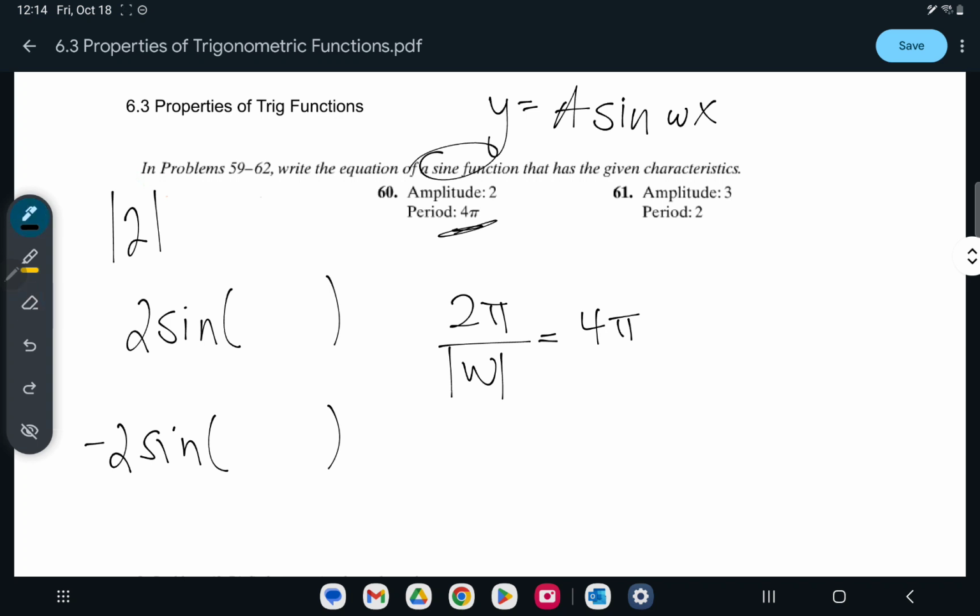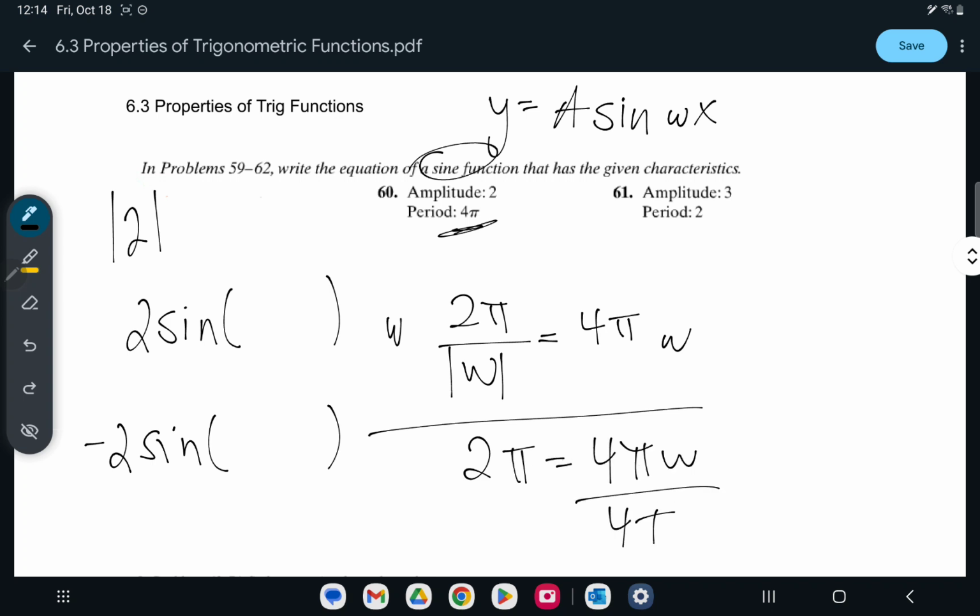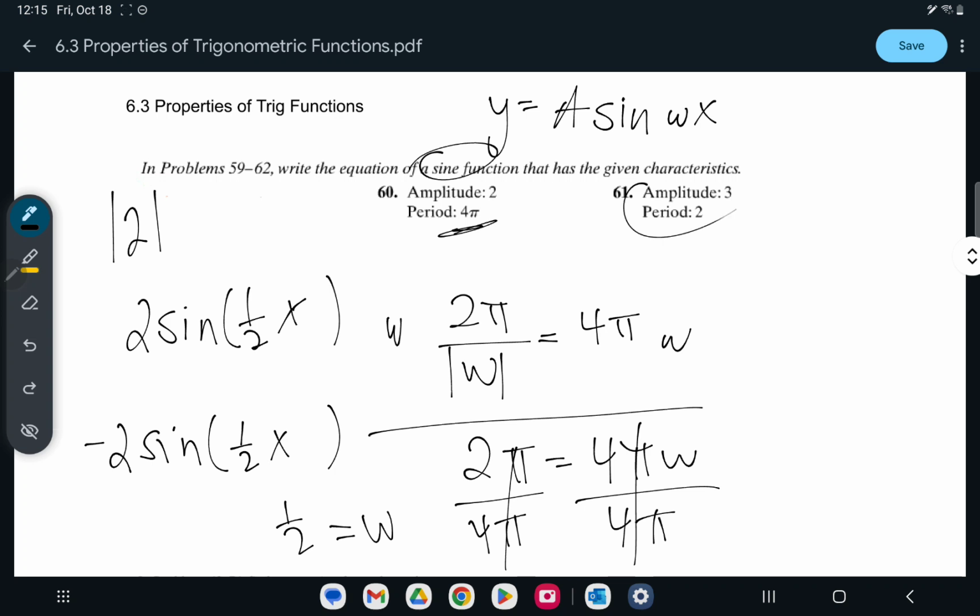So what I can do to solve for omega is multiply both sides by omega. And I get 2 pi equals 4 pi omega, and divide by 4 pi. So the pi's will cancel out, and 2 over 4 reduces to 1/2. So I would have 1/2 x. Okay. Let's look at this one.